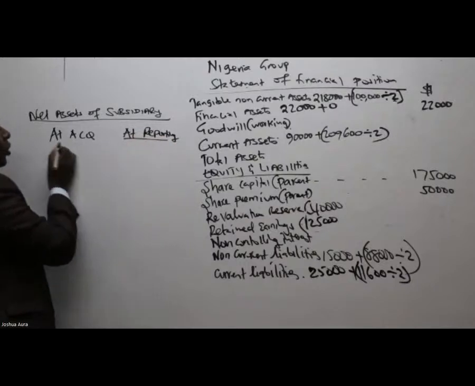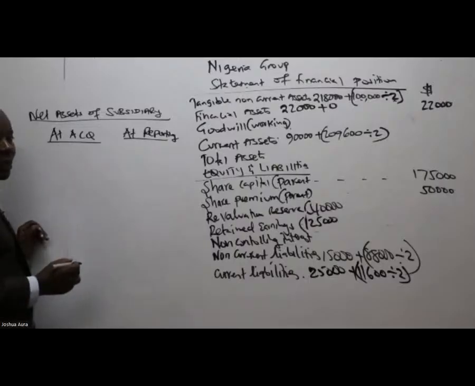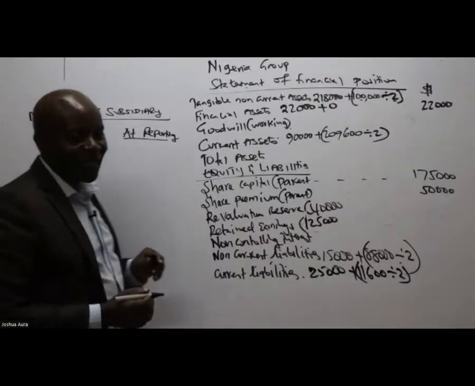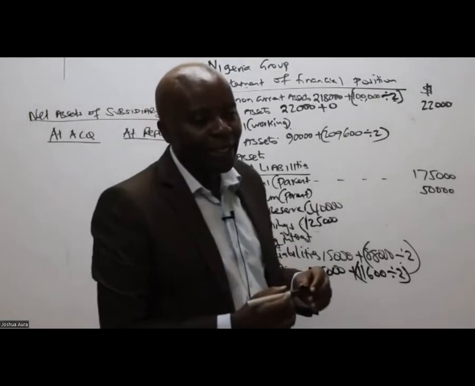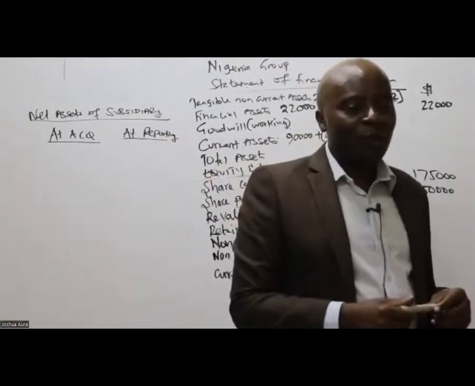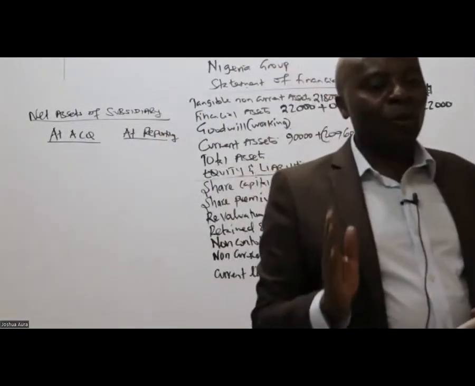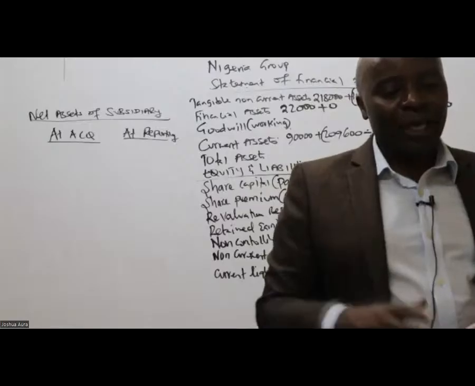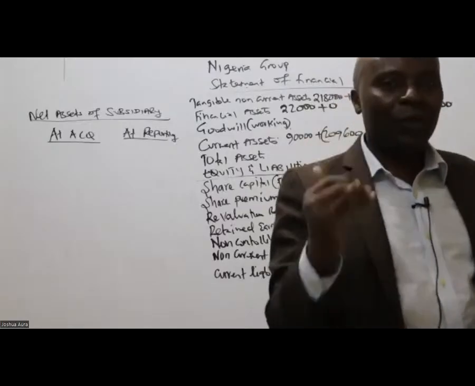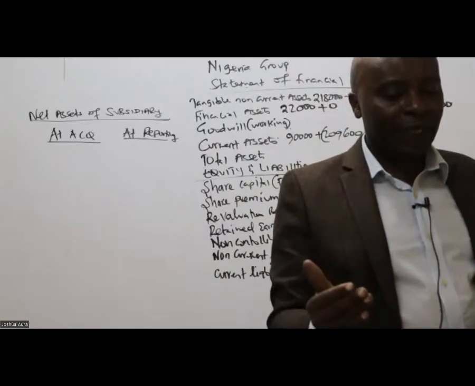At acquisition and at what year? At reporting. So could you be kind enough and give me examples of net assets? When these examiners talk of net assets, what comes to your mind? Can somebody talk to me? Thank you very much, Nimrod. Things like equity, share premium, isn't it?